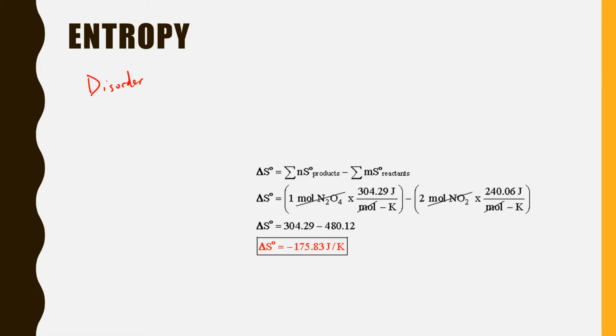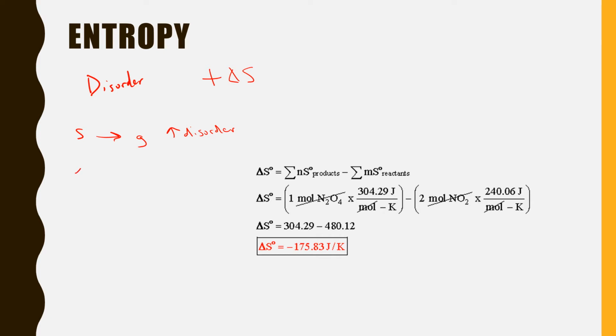So we look at maybe if I have a solid in a reaction going to a gas. Solids are very ordered. Gases are very chaotic. They're moving all over the place. So this would be an increase in disorder, and we give an increase in disorder a positive delta S.